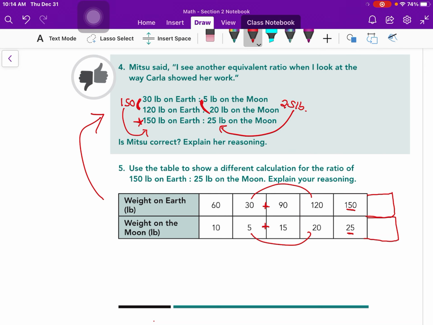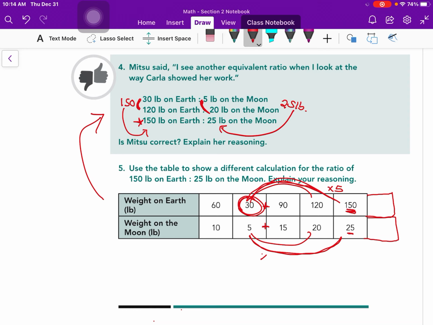Well, I wonder if maybe I could think of something that I could multiply 30 by to get 150. What could I multiply by to get 150? Well, if I ignore the zeros for a second, I could see that I could take 3 times 5. I could scale up and multiply by 5. 3 times 5 is 15. Add my 0, it's 150.